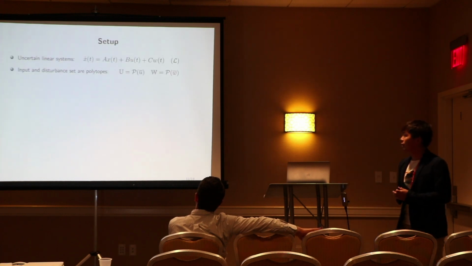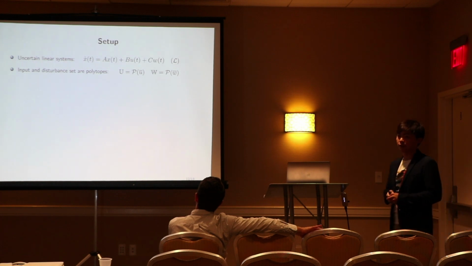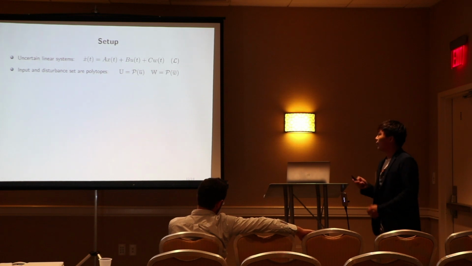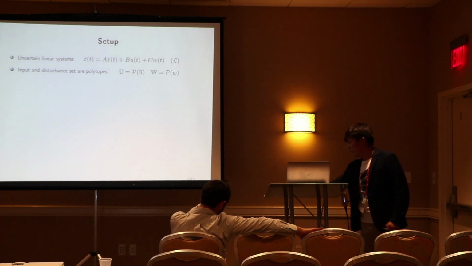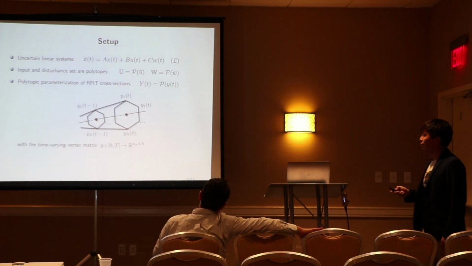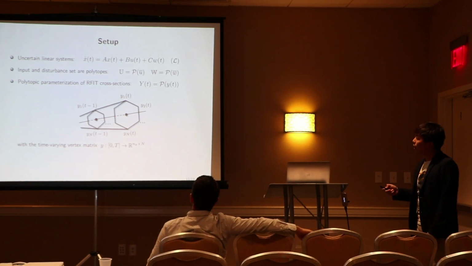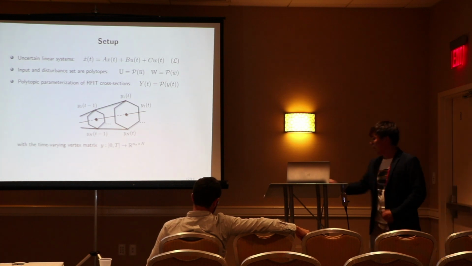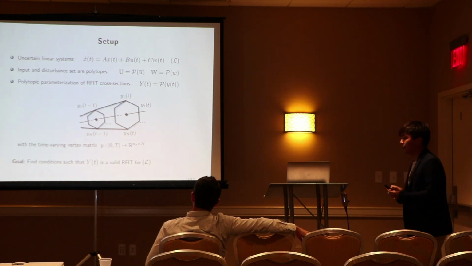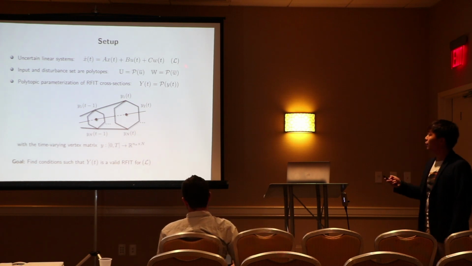So from now on, I will assume this type of uncertain linear systems. And then I will comment on how to extend this to general nonlinear systems. And we also assume that our input and disturbance sets are polytopes as well. And as I mentioned, now the tube cross-sections are polytopes. That means that the parameters of our tubes are basically those vertex points. And you can also call them the vertex matrices that are time-varying. So our goal is clear. We want to find a set-valued function Y(t) such that it is a valid RFIT for our uncertain linear system.